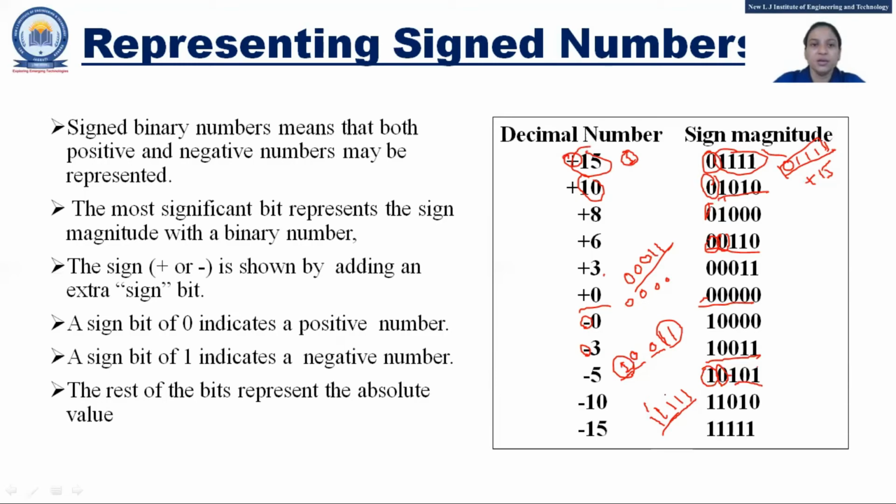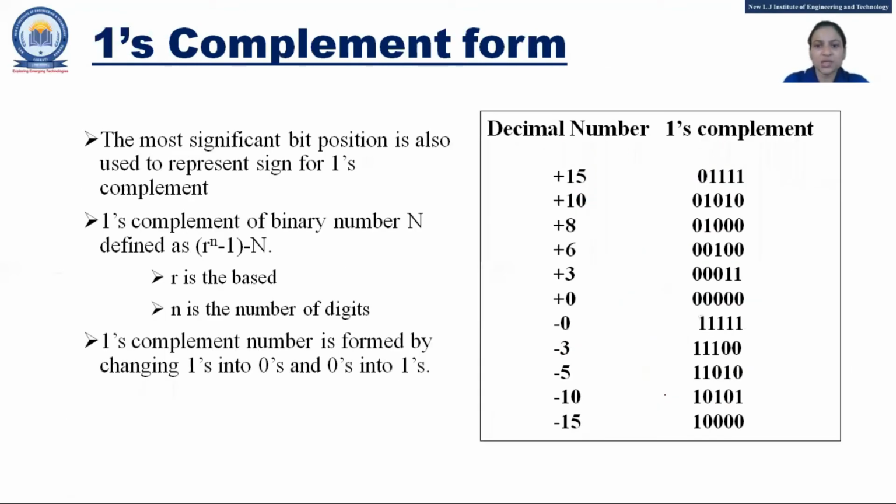Now we'll look at the complement method. In the complement method, what do we do? We simply replace 0 by 1 and 1 by 0. The positive number remains the same in either representation, whether it is the sign magnitude method, the one's complement method, or the two's complement method. Now see the representation for the positive numbers. It remains the same.